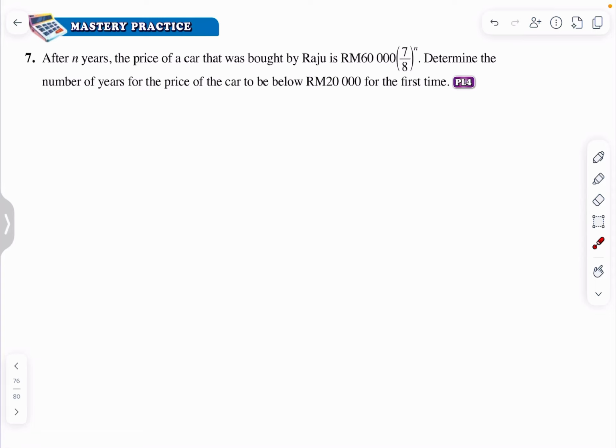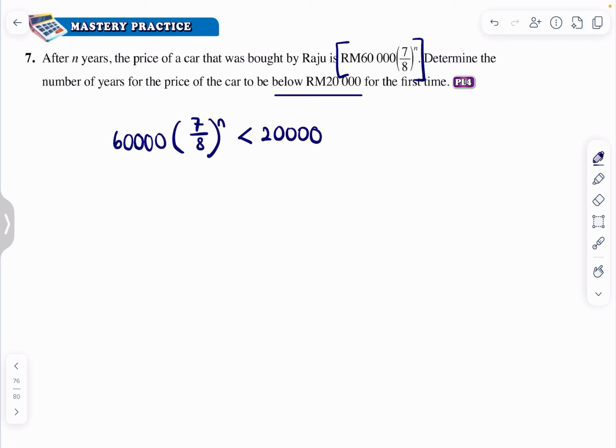Mastery practice question 7. After n years, the price of a car that was bought by Raju is this much. Determine the number of years for the price of the car to be below 20,000 for the first time. So the price of the car must be below 20,000. So this is our equation. Now we need to find the number of years. So we need to find n.